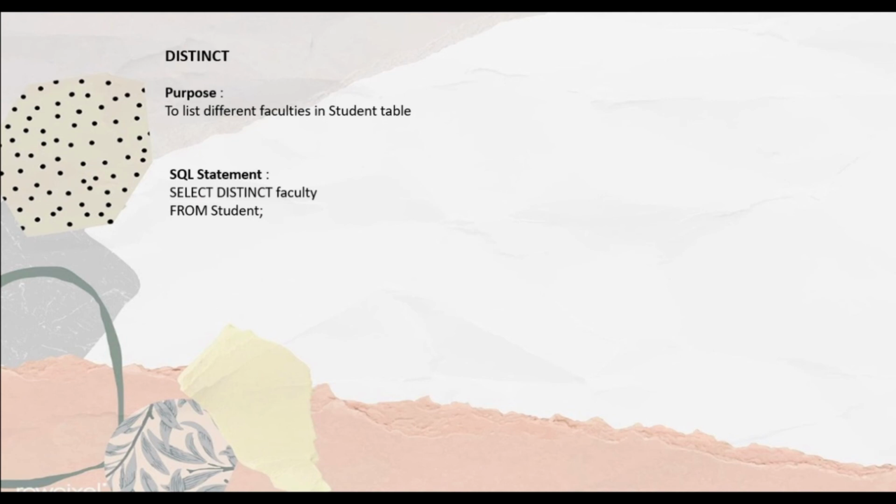Next we move on to the DISTINCT statement. The purpose of the DISTINCT statement is to list the different faculties in the student table. This is the SQL statement, and this is the output of the SQL statement.